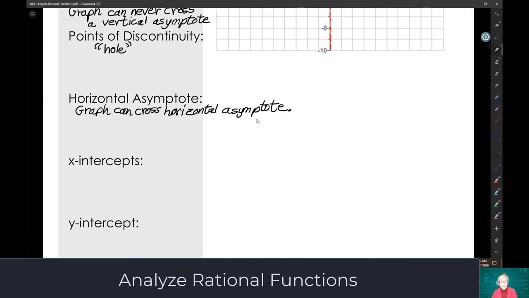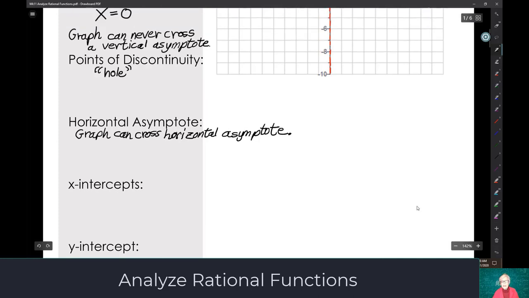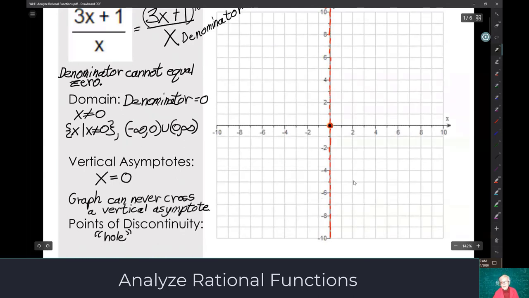A horizontal asymptote is a true limit. It's a line, a horizontal line, that the graph gets close to when x is very, very large in the positive direction or very, very large in the negative direction. That is, when it's out near the infinities. So a horizontal asymptote would be a horizontal line that the graph gets really, really close to way out here or way out here. It doesn't have to be close to it near the y-axis, but way out at the infinities.